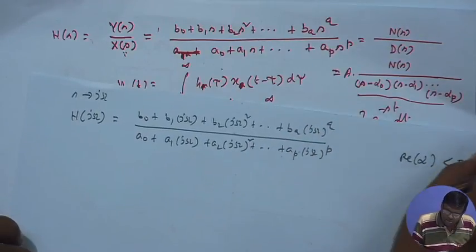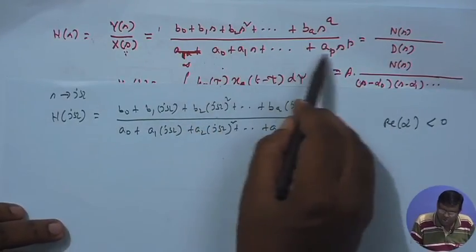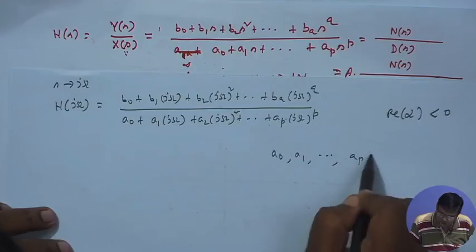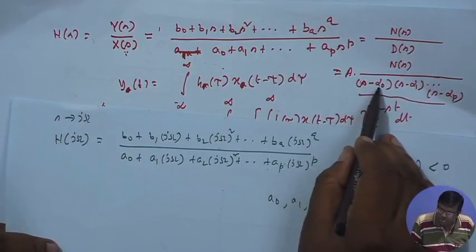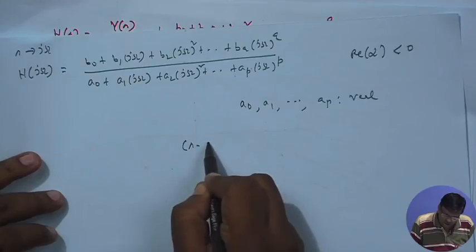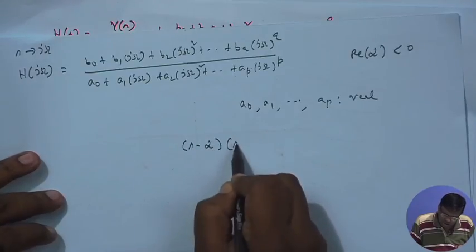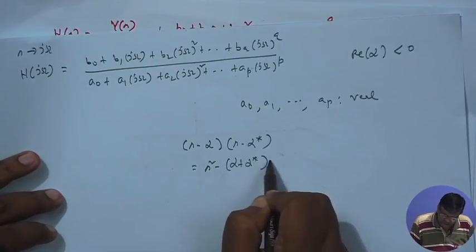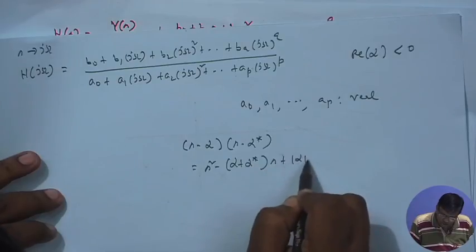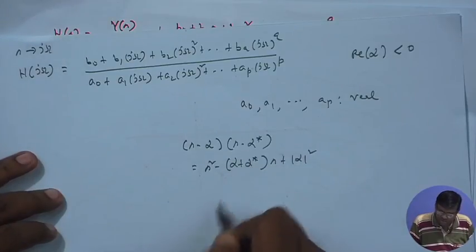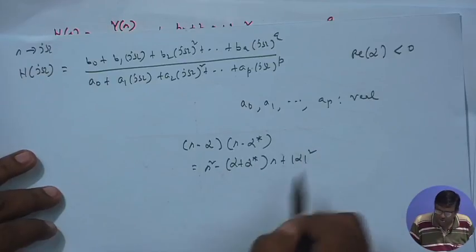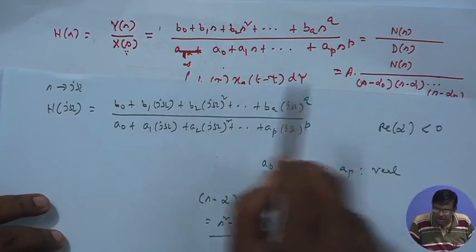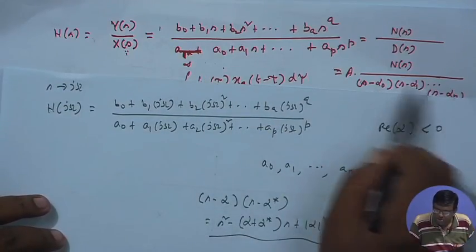And one more thing, suppose these coefficients A0, A1, dot dot dot, AP are all real, then either there will be a real pole or there will be a complex conjugate pole. That is, if there is a pole at alpha, there must be one at alpha star. So, that you have S square minus (alpha plus alpha star) S plus mod alpha square. This is real and this is real. Alpha plus alpha star means twice the real part, and then mod square. Okay. So, that is another thing: if you have coefficients that are real, then either you will have a real pole or you will have conjugate poles.